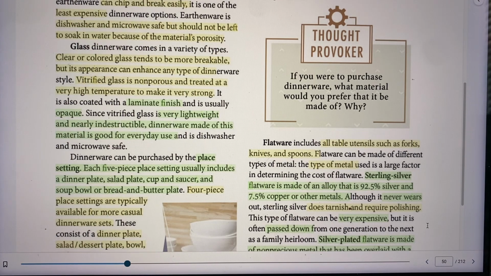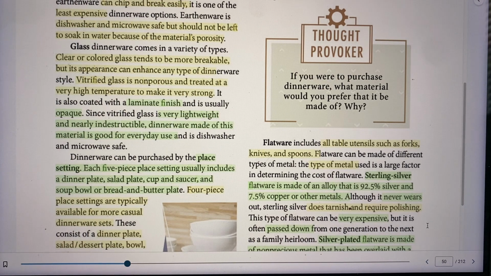Since vitrified glass is very lightweight and nearly indestructible, dinnerware made of this material is very good for everyday use. So vitrified glass is now being used for dinnerware because of its durability, strength and lightweight.